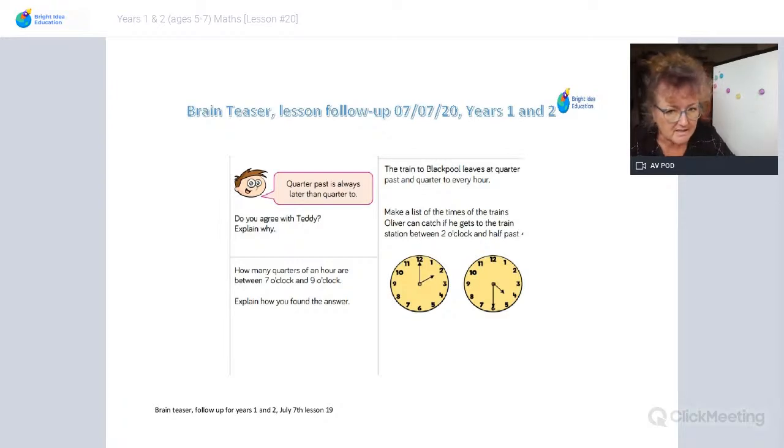The last brain teaser here: the train to Blackpool leaves at quarter past and quarter to every hour.